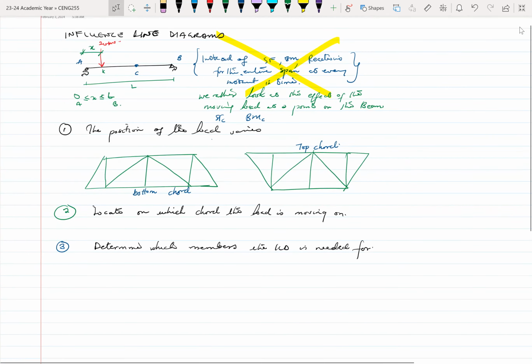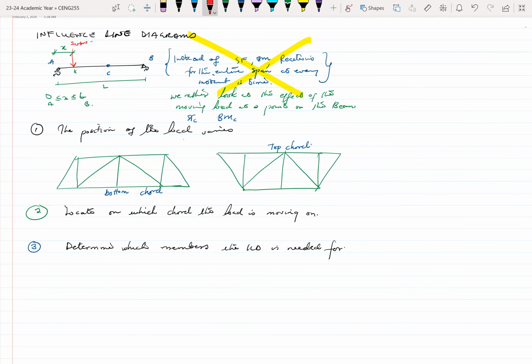Right. So here, maybe if I'm looking at these two, let's have a look at this chord, that chord, and that chord. So always identify the members you are working with. It's important.